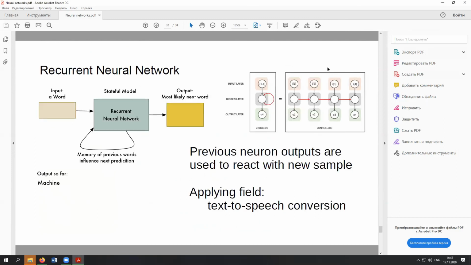Another popular type of neural networks is the recurrent neural network, where the previous neuron outputs something that we use for the new input sample. It is also used in speech recognition or text-to-speech conversion, it doesn't matter. Well, in working with text, because in text we have a lot of patterns that are not strictly constructed. It depends on the language, but the patterns always exist. And in this case, we can use the recurrent neural network.